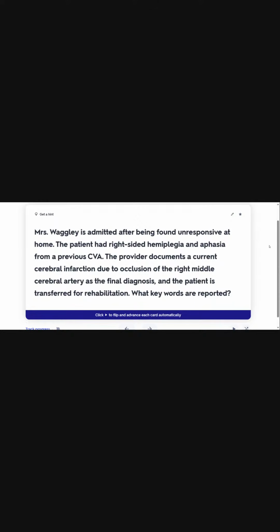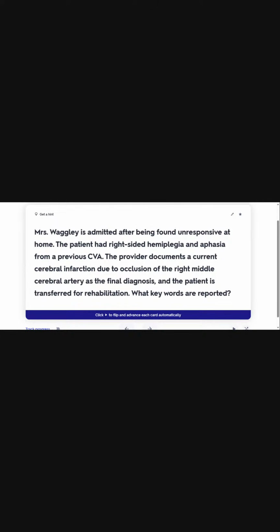Okay, so moving on. So Mrs. Wagley is admitted after being found unresponsive at home. The patient had right-sided hemiplegia and aphasia from a previous CVA. The provider documents a current cerebral infarction due to occlusion of the right middle cerebral artery as the final diagnosis, and the patient is transferred for rehabilitation. So, I know it's kind of a big scenario, but let's break it down.